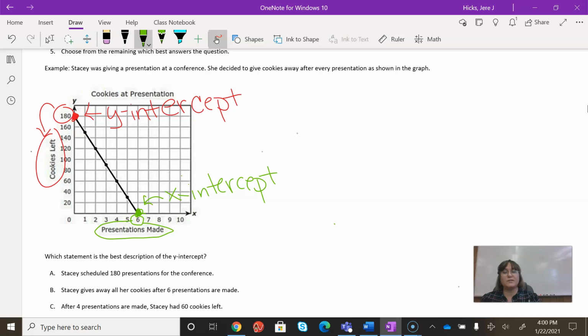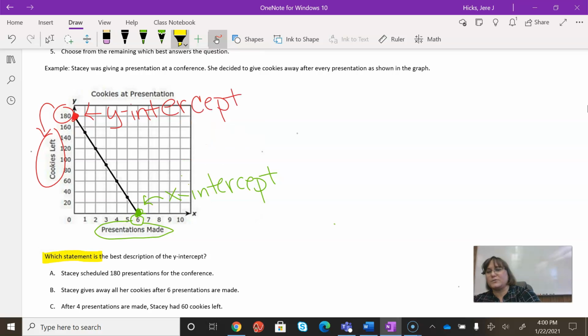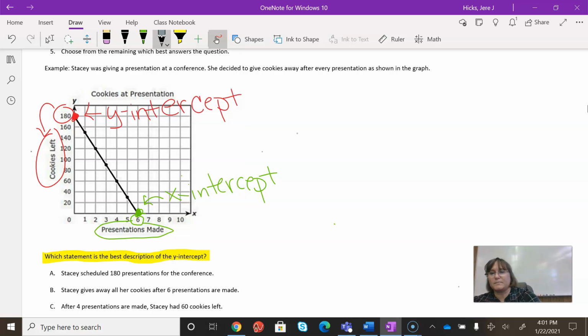The third read is to focus in on the question. So I'm going to go back to my highlighter. And my question is, which statement is the best description of the y-intercept? And then I'm going to pick out the one word that is asking me to find, determine, or calculate. And in one word, that's asking me to find this, the y-intercept.